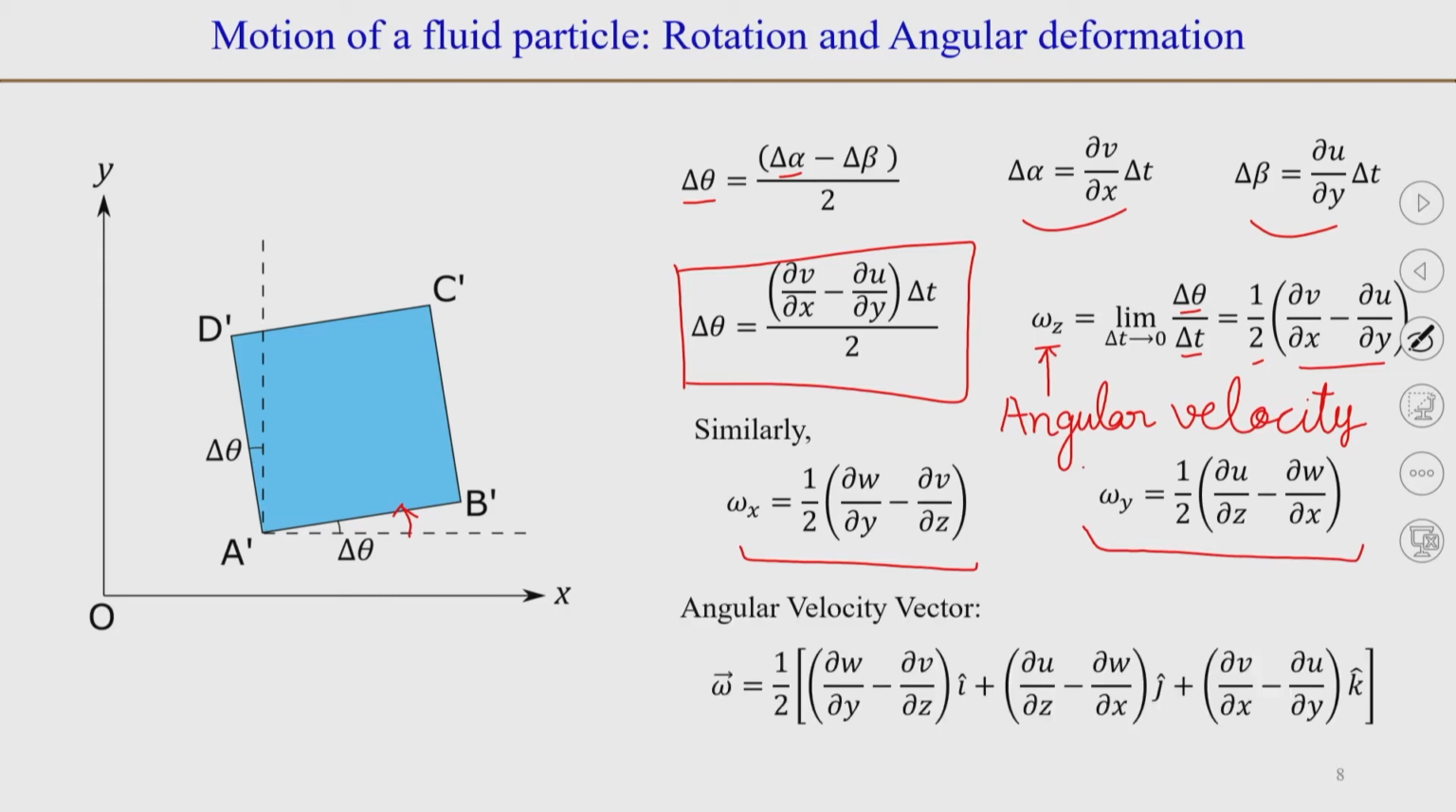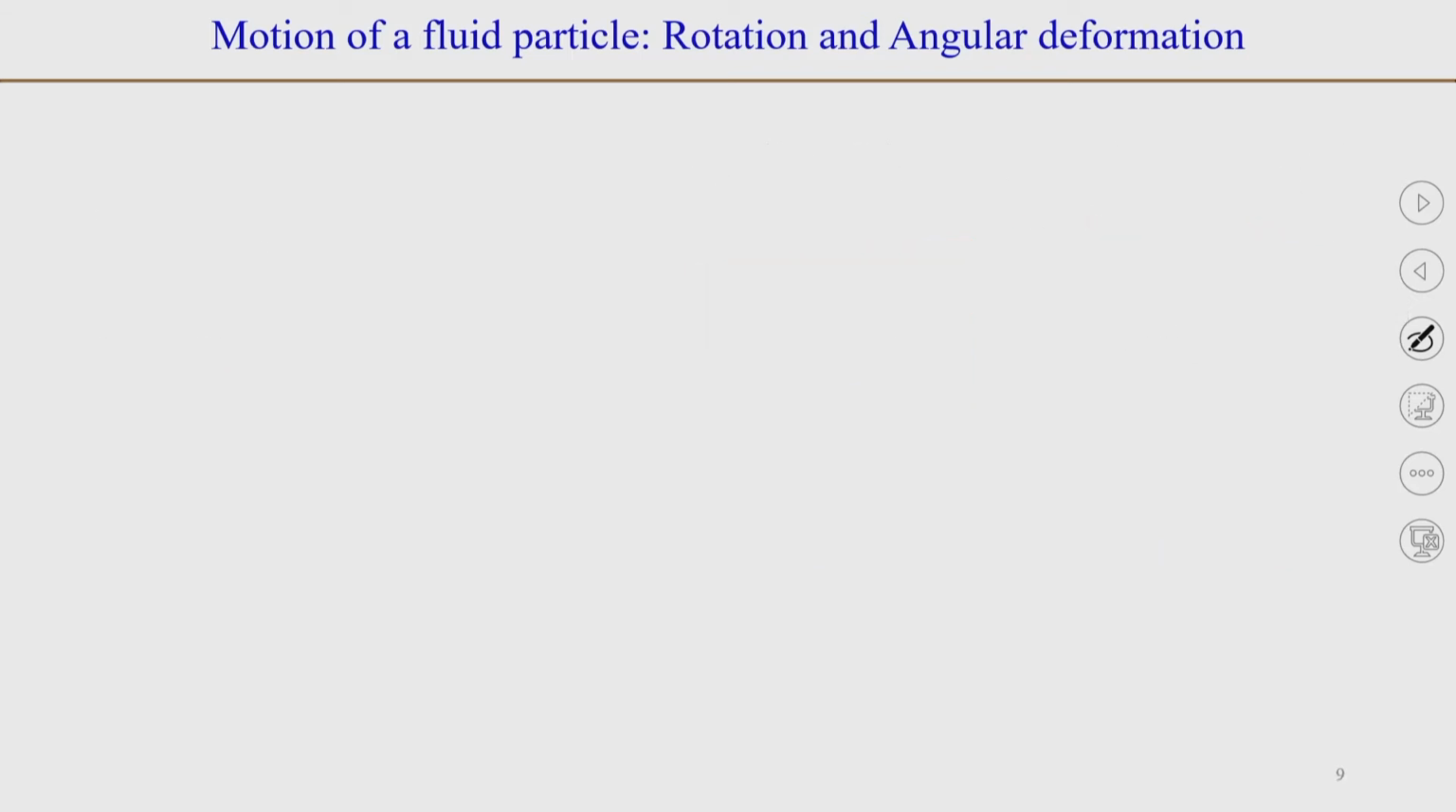And we can write this in vector form. The angular velocity vector will be omega is equal to half of (dou w by dou y minus dou v by dou z) i, the unit vector along the x direction, plus (dou u by dou z minus dou w by dou x) j plus (dou v by dou x minus dou u by dou y) k. So, we can obtain the angular velocity vector from the partial derivatives of the velocity components.